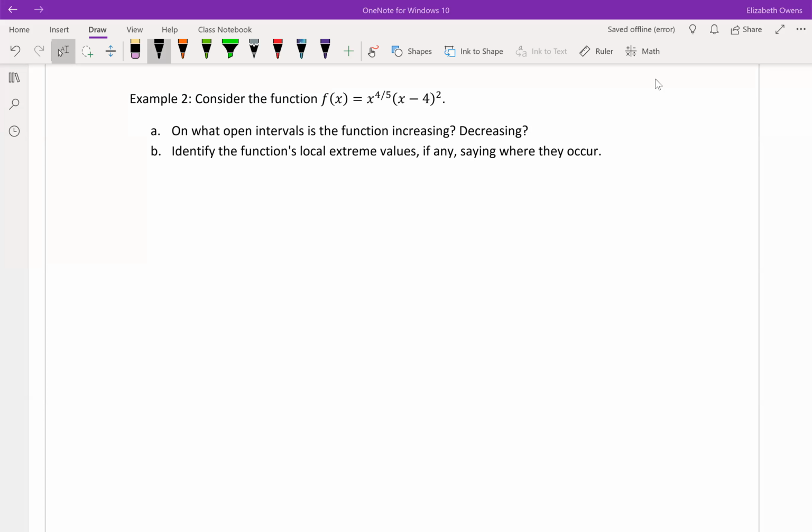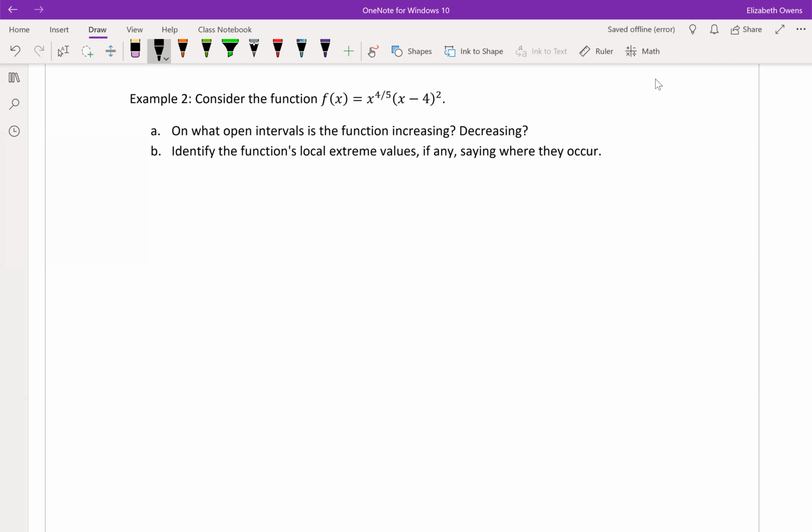Okay, so here's our second example for section 4.3, and this one's a nice one to look at because the derivative takes a little bit more work. Critical points are going to take a little more work, so it's a good one for us to look at. So we are going to consider the function f of x equals x to the 4/5 times x minus 4 squared. And again, kind of same instructions as before: on what open intervals is the function increasing and decreasing, and then we're going to find the local extreme values, maximum and minimum, if the function has those, and we'll say where they occur.